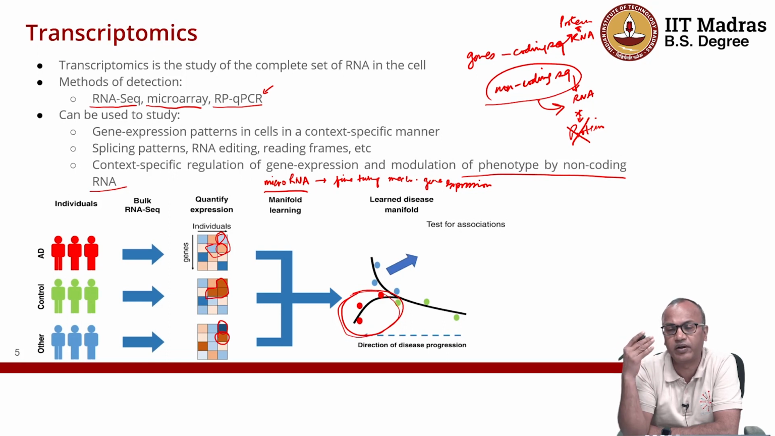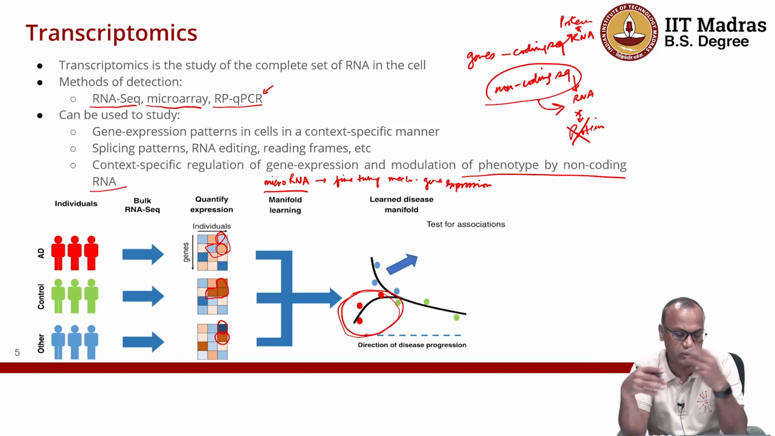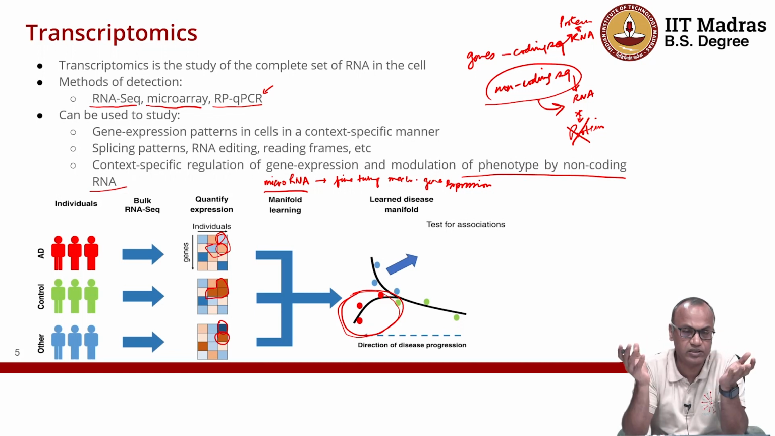So, if a treatment has to be devised, it would probably mean that we need to express these genes. Maybe these genes were protective genes. These genes allowed the disease not to progress. But as the disease progresses, these genes go lower, and therefore by boosting the expression of these genes, maybe we can cure the disease. So that's the whole idea. So that is transcriptomics.